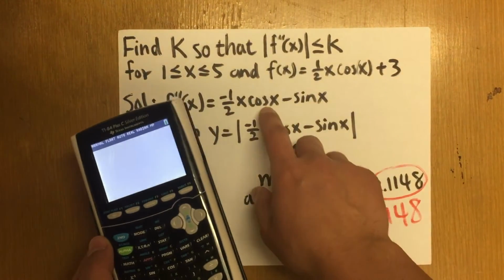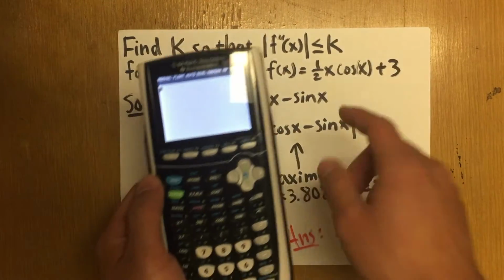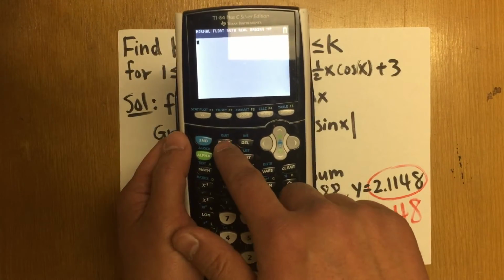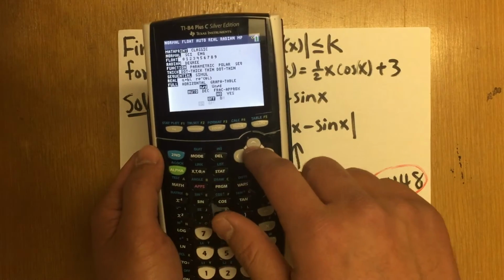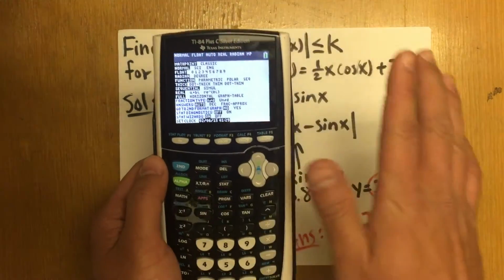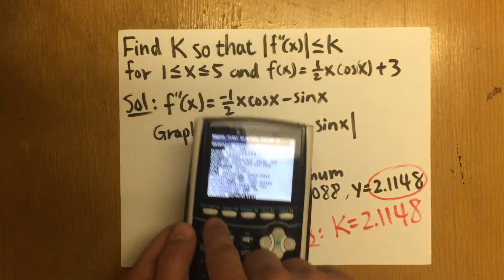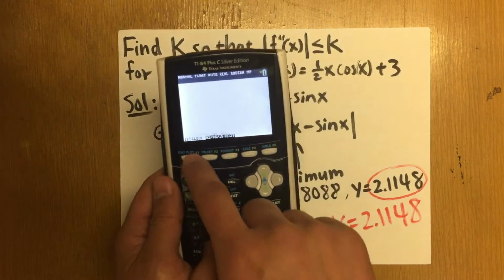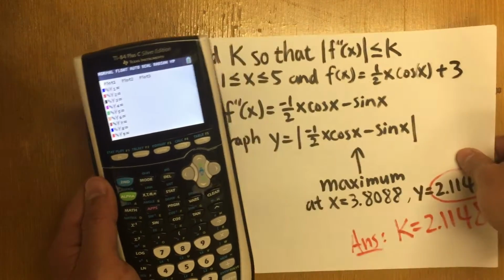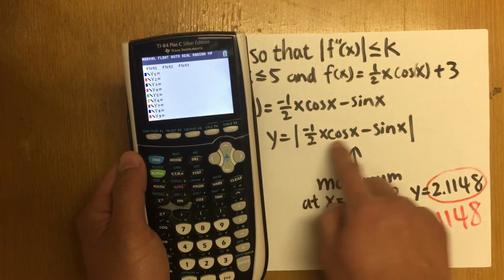First, you see that we are dealing with cosine and sine, right? So be sure our calculator is in radians mode. Let me go ahead and check that. It is in radians mode, right? So that's good. We are good to go. Now let's go to Y equals right here.